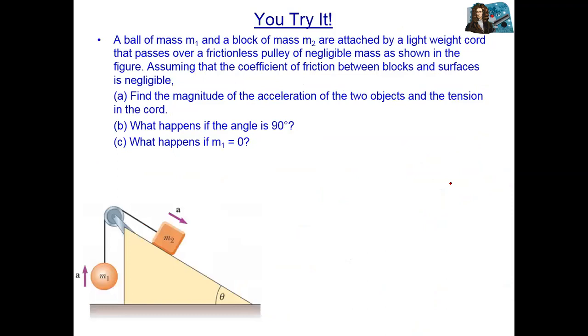Now these two bodies are connected, mass number 1 and mass number 2. You can see mass number 2 is greater than mass number 1, because this body is moving downward. Correct? We need to find the acceleration of these two bodies and the tension produced. First one. Second one, when the angle is 90, what will happen? Third one, see what happens when mass number 1 is equal to 0. So what will be the acceleration and tension?